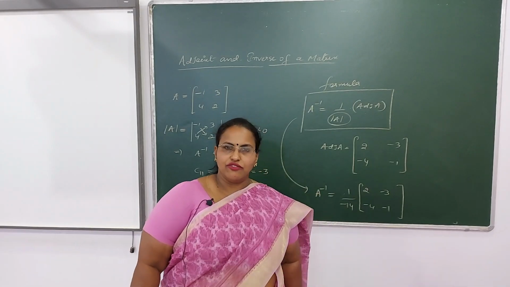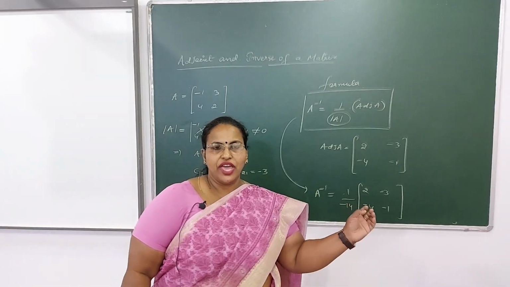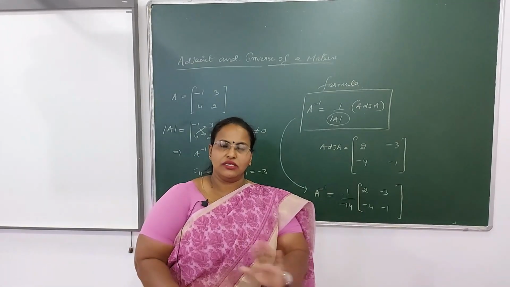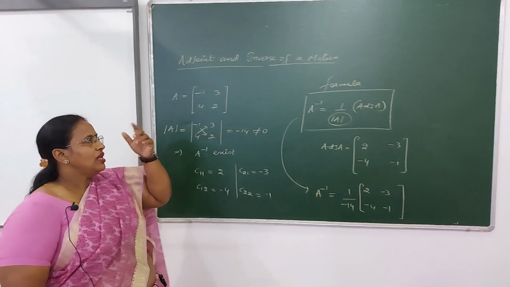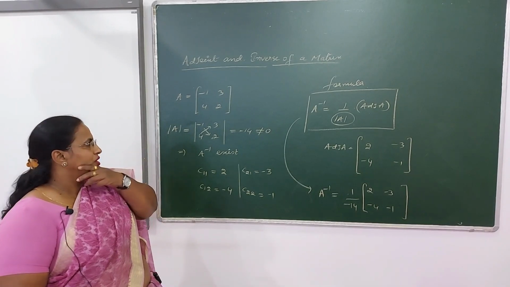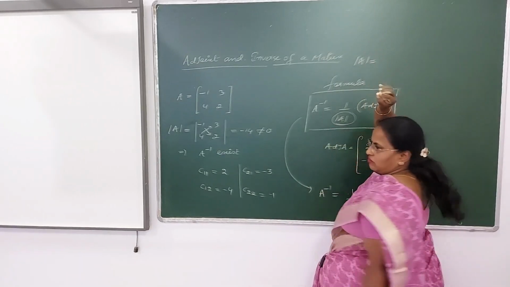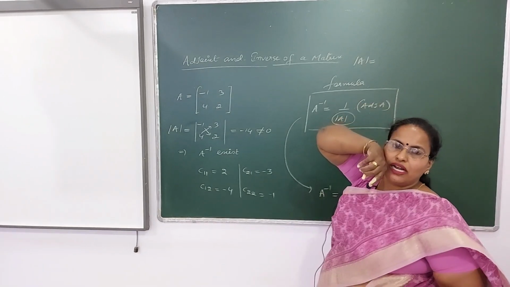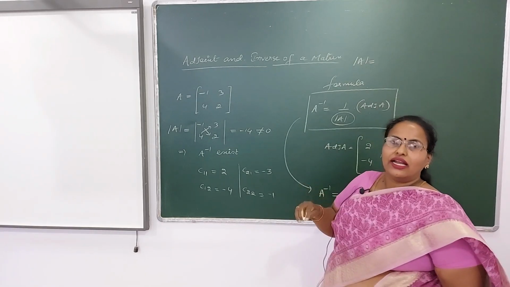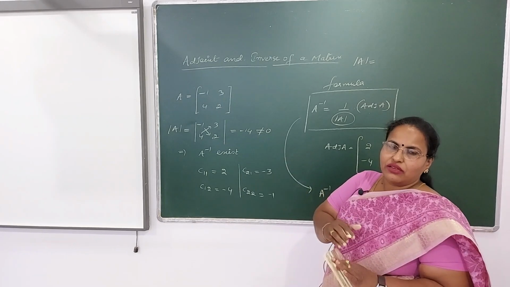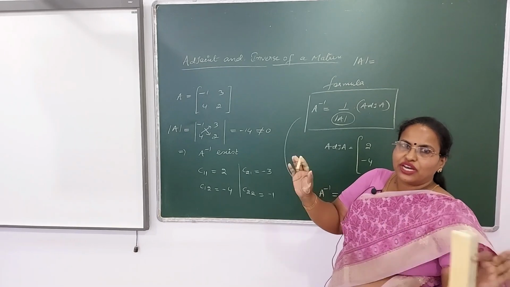There are two methods. First, whatever you are getting as A inverse, multiply it by A. If A into A inverse results in identity, that means it's correct. Or the other way: while explaining determinant I told you a formula, that determinant of A is equal to the row-wise elements multiplied by their cofactors and added. If it results in determinant of A, then the cofactor as well as the determinant both are correct.